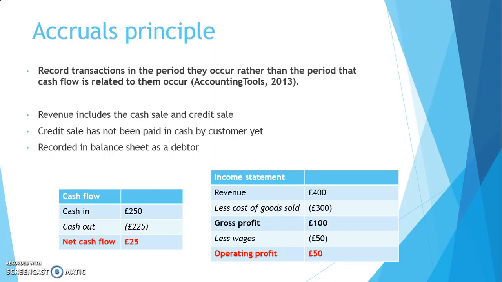However, the credit sale has not yet been paid in cash by the customer, and is not therefore included in the cash flow statement. However, we do record in the balance sheet a debtor, something that is owed to the business. We can therefore see why the net cash flow figure and the operating profit figure are not the same.